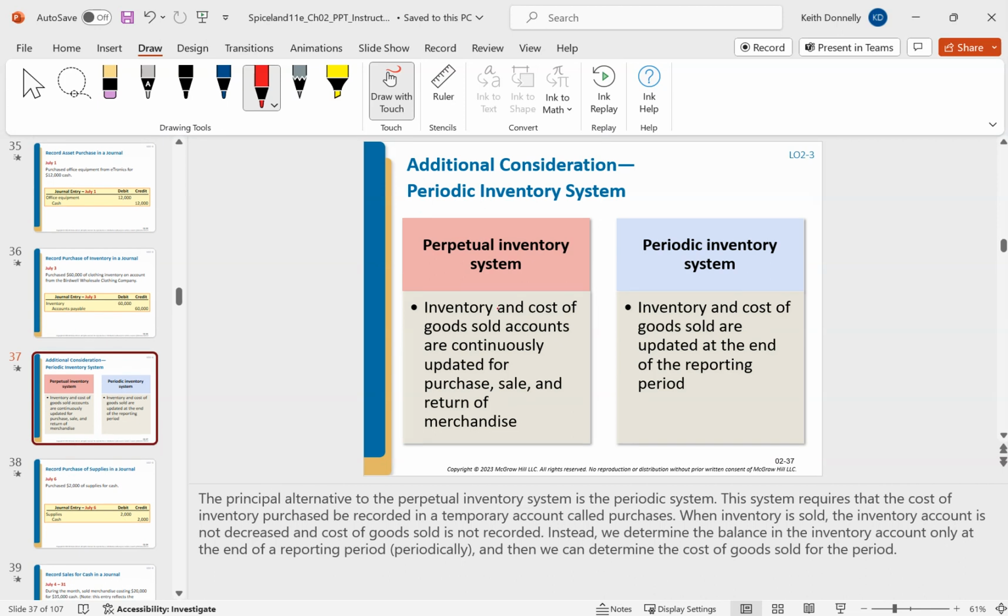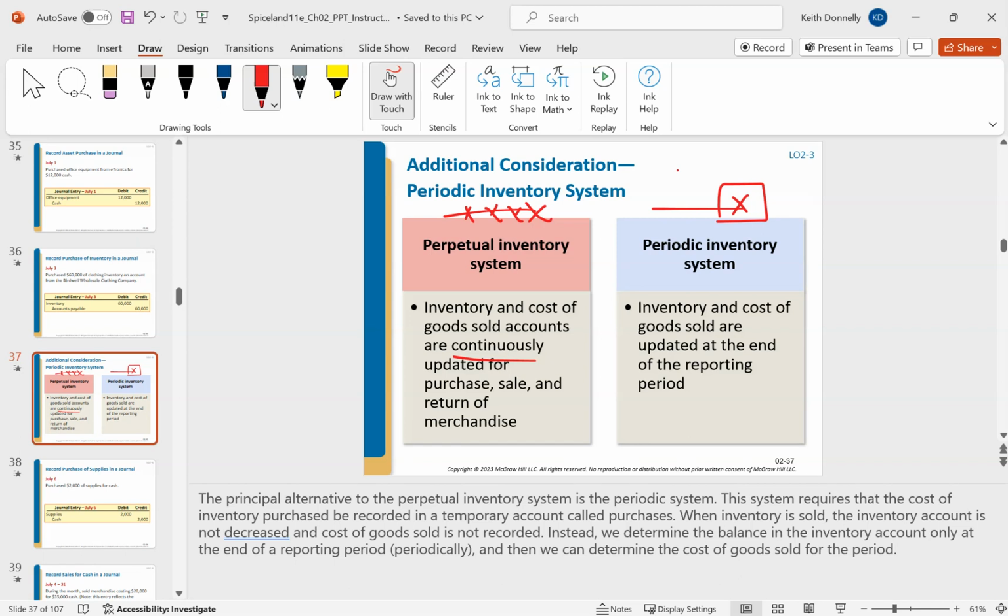Now, one thing with inventory is there are 2 systems you can have. Your perpetual inventory system is continuous: every time you buy, sell, or return inventory, you make a journal entry for it. Whereas with your periodic inventory system, you wait until the end of the period. Here, every time inventory is involved, we're doing the journal entries. With periodic, we wait until the end of the period, do a count, and then we can determine our cost of goods sold.